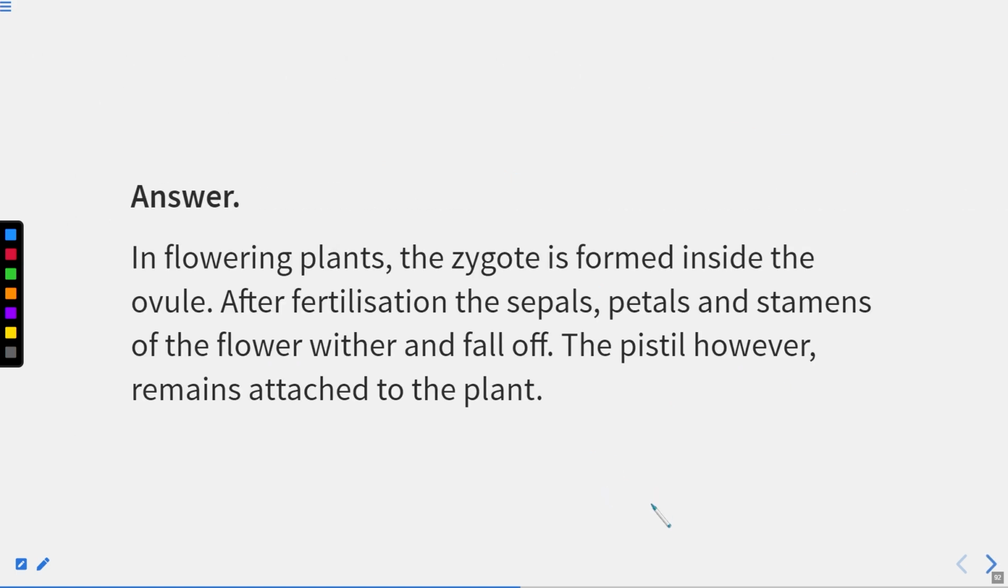So, in flowering plants, let's have a look at the answer. In flowering plants, the zygote is formed inside the ovule. How is the zygote formed? By the fertilization of the male and the female gamete. The male gamete will fuse with the egg cell, and then it will form the zygote. The egg cell I've already shown you was present at the micropylar end. That egg cell will fuse with the male gamete, and the zygote is formed inside the ovule.